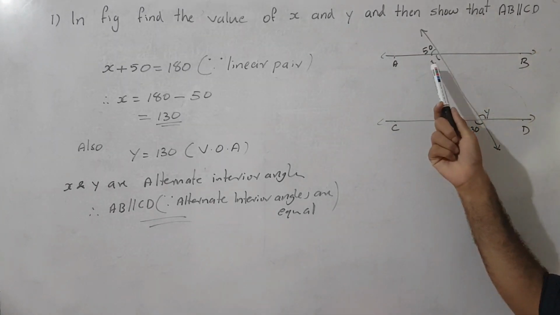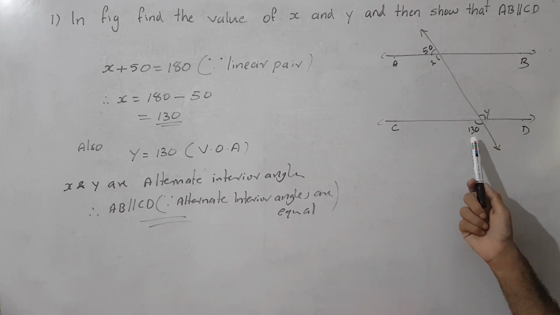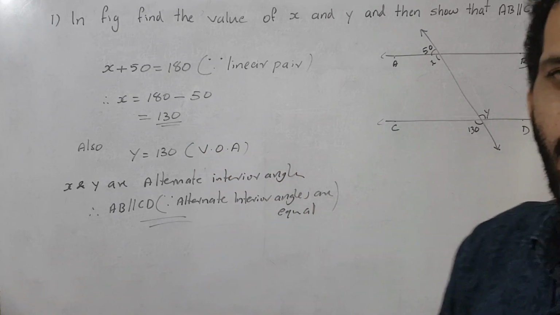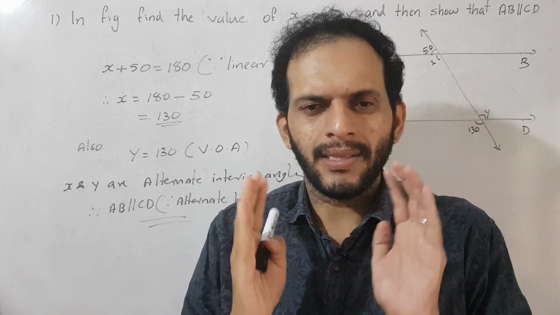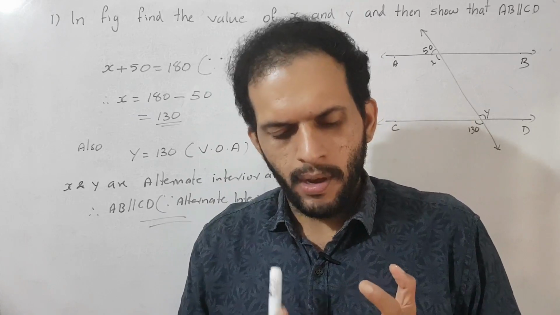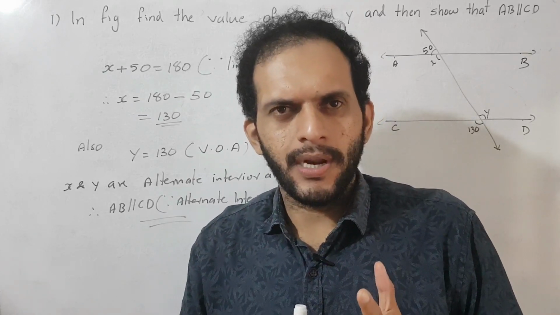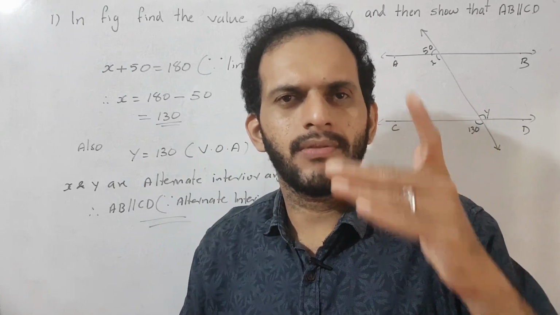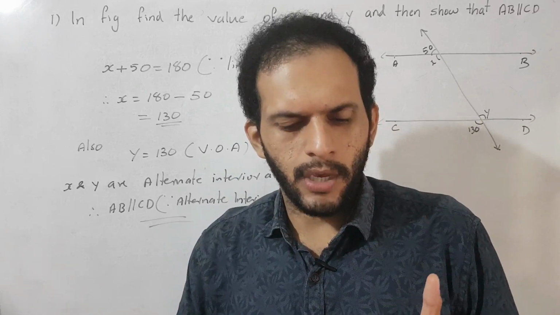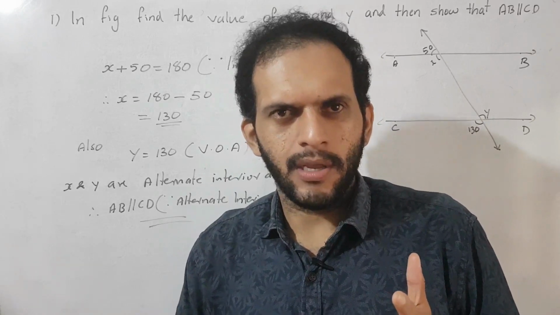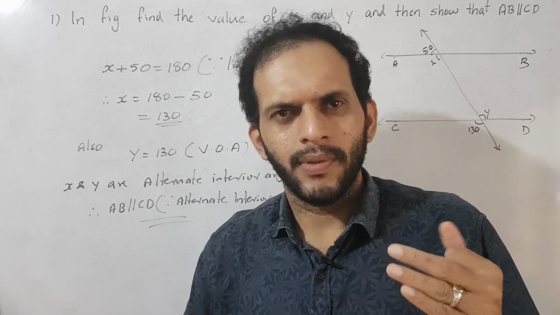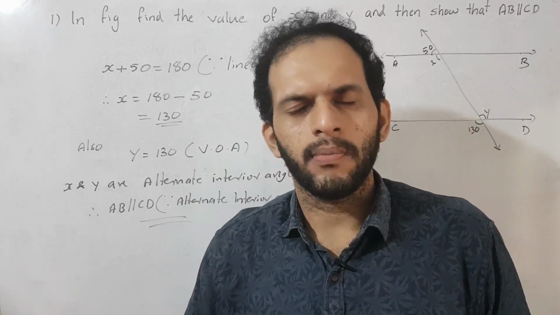Otherwise we can say x and 130 are corresponding angles, they are equal, so the lines are parallel. That's also correct. Then I think you got the idea of how to prove the lines are parallel. If any one of corresponding angles, alternate interior angles, or co-interior angles satisfies its property, that is, corresponding angles are equal, or alternate interior angles are equal, or co-interior angles are supplementary, then we conclude the lines are parallel.